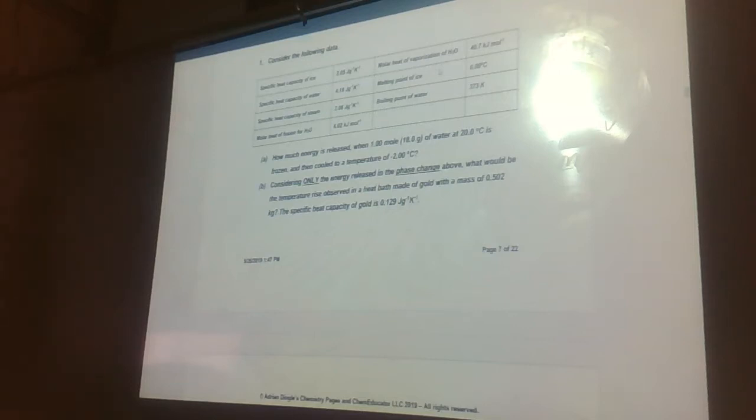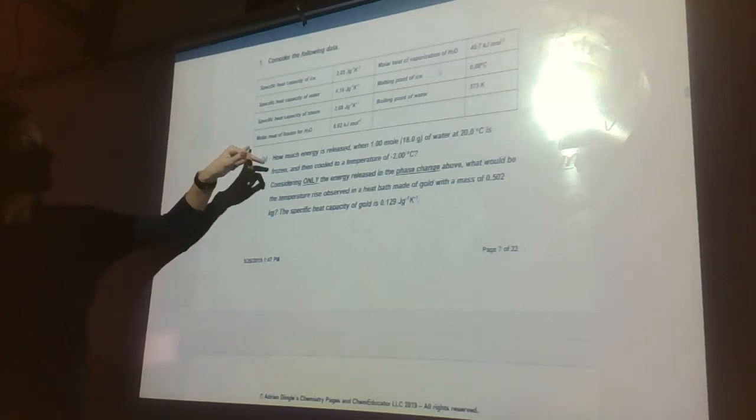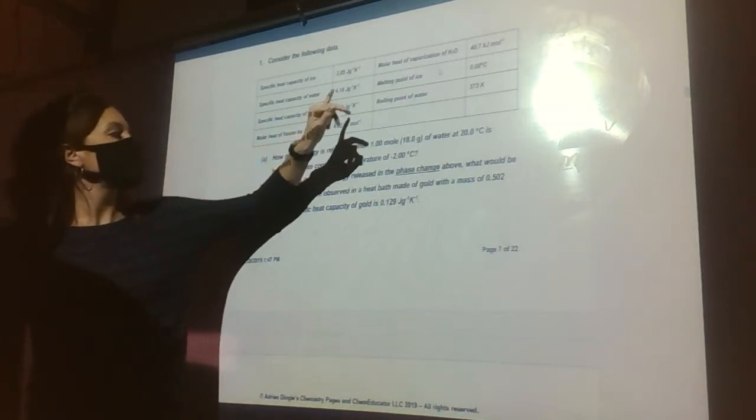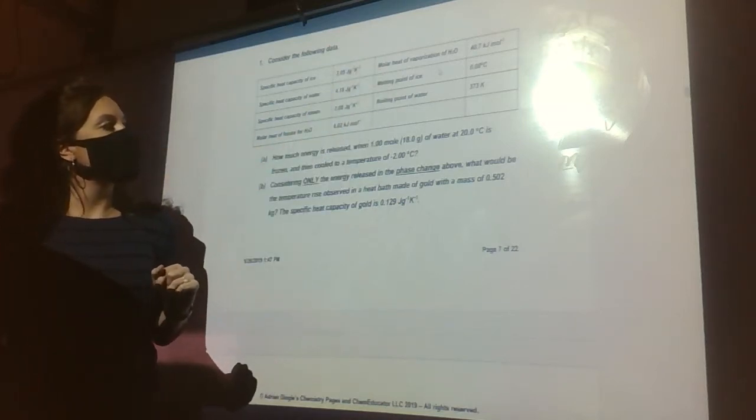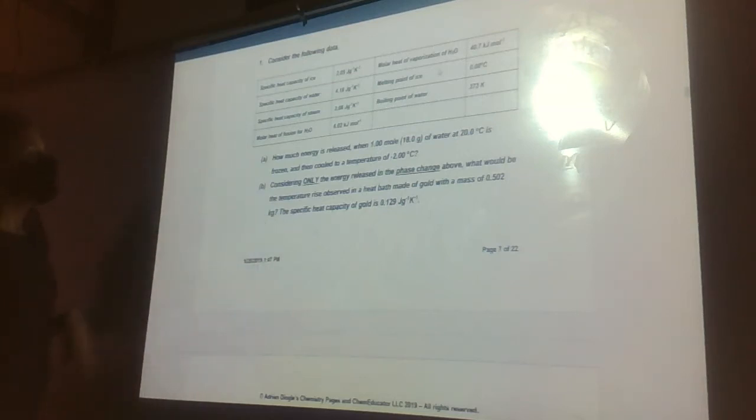All right, so here's some data. It gives us the specific heat capacity of ice, water, and steam. It tells us the molar heat of fusion for water, delta H of fusion, the molar heat of vaporization for water, and then the melting and boiling points. Part A, how much energy is released when 1 mole or 18 grams of water at 20 degrees Celsius is frozen and then cooled to a temperature of -2 degrees Celsius?